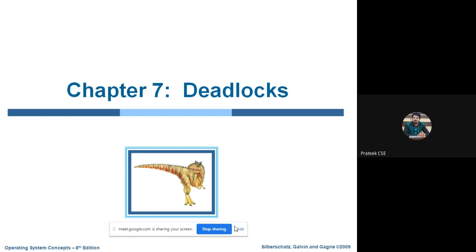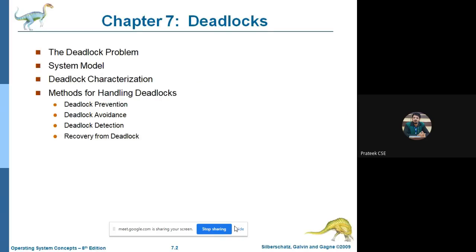Let us see in detail what a deadlock is, what the deadlock problem is, and in this entire chapter we will see how we can prevent, how we can avoid, and how we can detect deadlock, or if deadlock does occur in our system, how we can recover from it. This is the content of chapter number 7. We will see what the deadlock problem is, then talk about the system model, then in the characterization we will talk about the necessary conditions for deadlock, and lastly the methods to handle deadlock: deadlock prevention, avoidance, detection, and deadlock recovery. So this is all about chapter number 7.